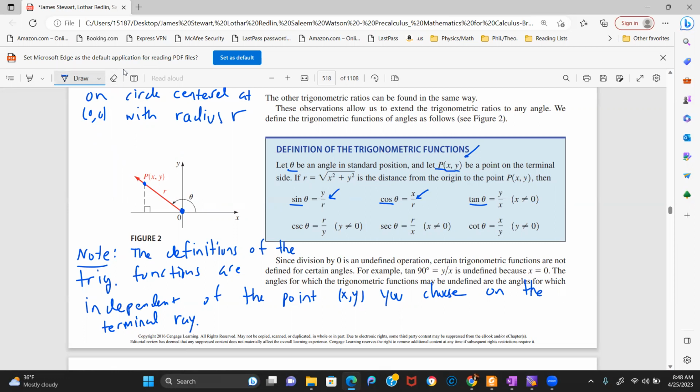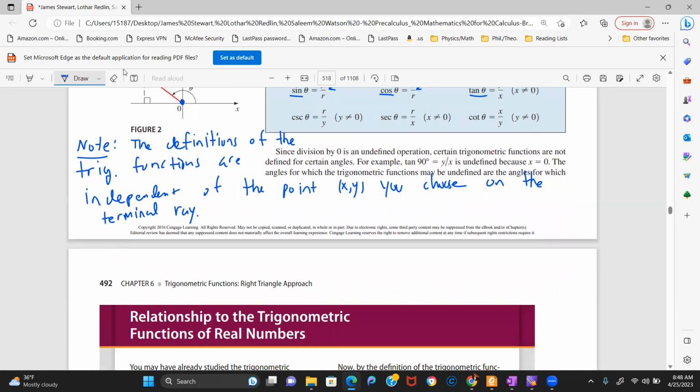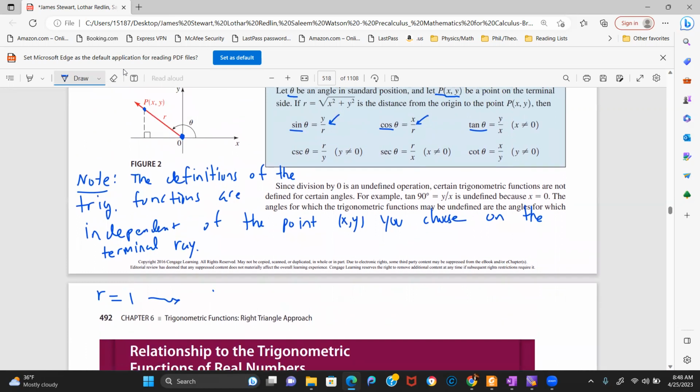Now note, what happens when r is equal to 1? When r is equal to 1, you're talking about the unit circle. And so you get that sine theta is equal to y, cosine theta is equal to x. And I'll just stop there.